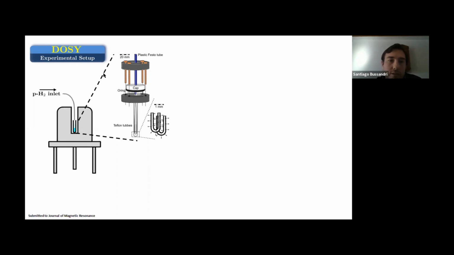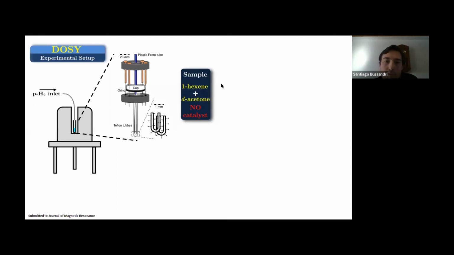So that's why we made this reaction chamber, where the core of it are these hollow Teflon tubes, which are connected to these plastic Festo tubes, which are connected to the PH2 reservoir. When the reaction chamber is filled with the reaction mixture, the parahydrogen flows through the Teflon tubes with enough pressure that it permeates through the wall of these Teflon tubes, and it diffuses through the sample. In that way, we avoid the presence of bubbles, and we verified that by measuring the diffusion coefficient before and after the valve was opened.